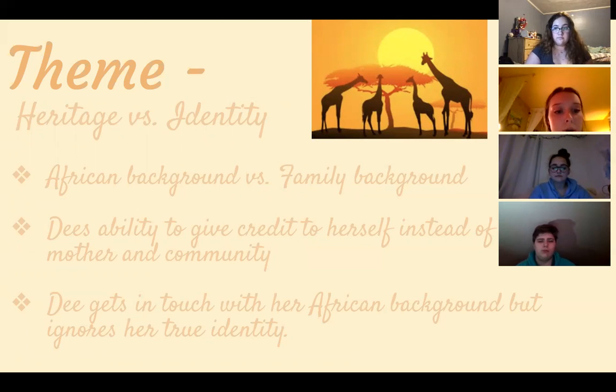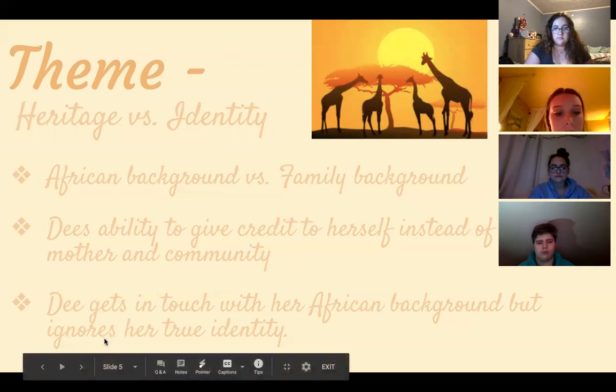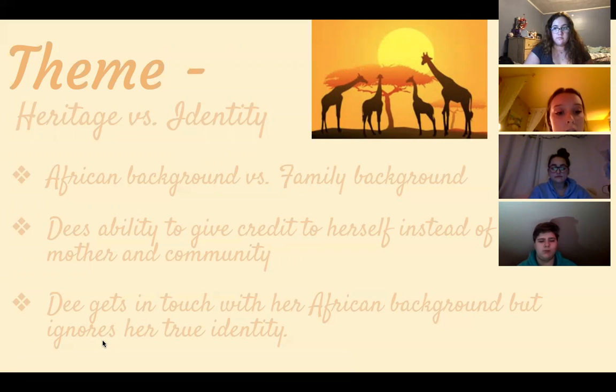background. Her mother and her community raised the money that sent Dee to college and gave her the opportunity to become something more. She wants the quilts to show off her African background, while Maggie, her sister, wants them to use and cherish. While Dee is trying to get in touch with her African background and heritage, she is losing sight of and ignoring her identity. She should be acknowledging where she came from and who has made her success possible.